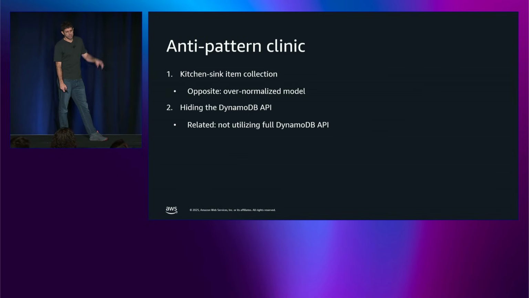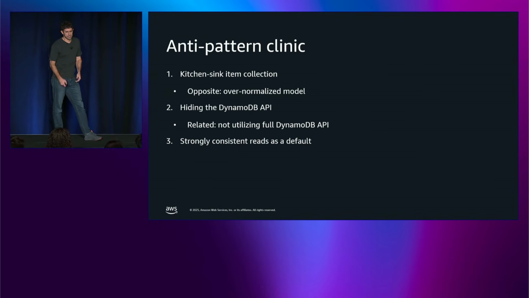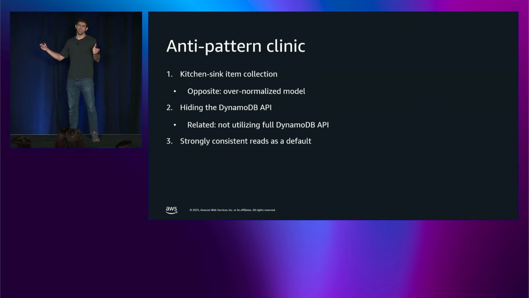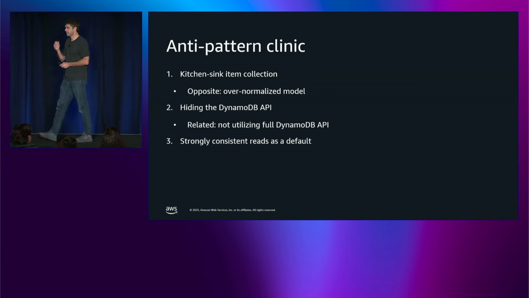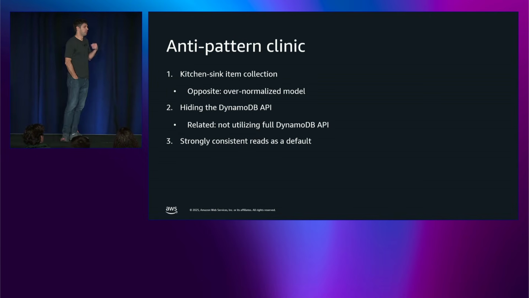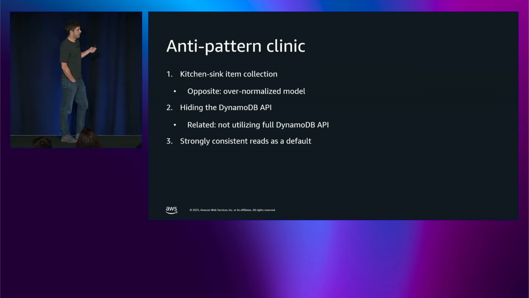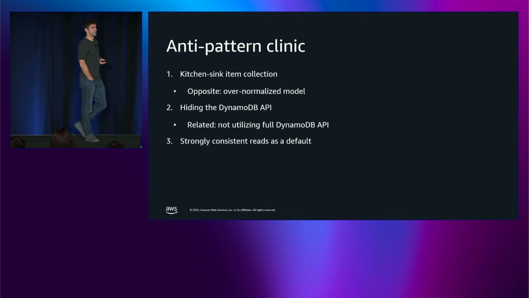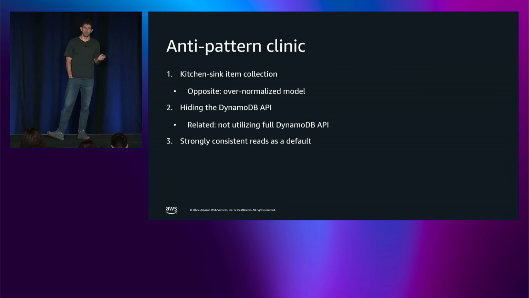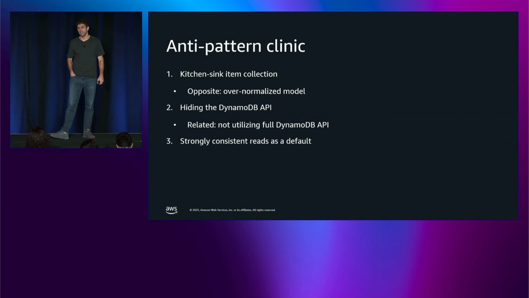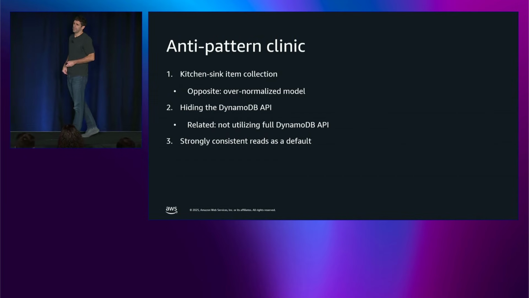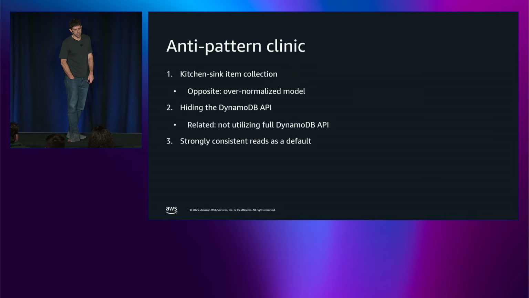All right, so those are the big 2 anti-patterns I see. The last couple is that some people just always use strongly consistent reads as a default. With Dynamo, if you opt into the default eventually consistent read, you'll save 50% on your RCU consumption. I would say most of the time you don't need strongly consistent reads. The lag isn't that much, and usually it's not going to matter. Take advantage of that eventually consistent read discount.